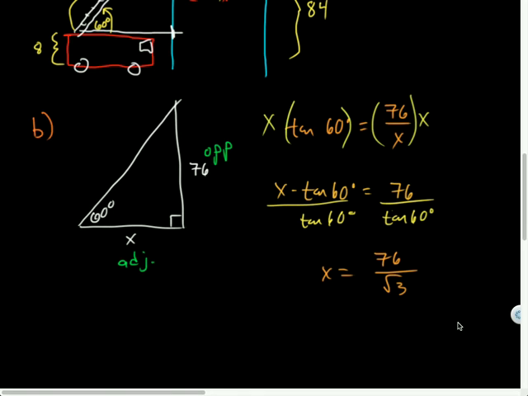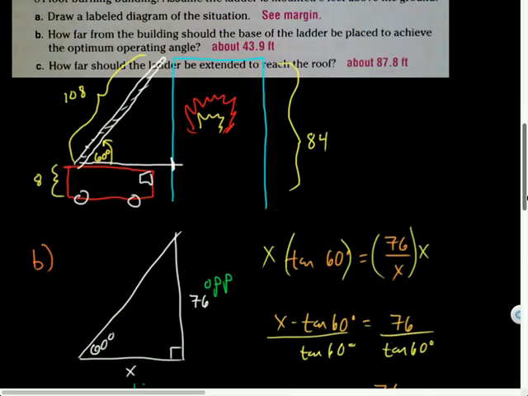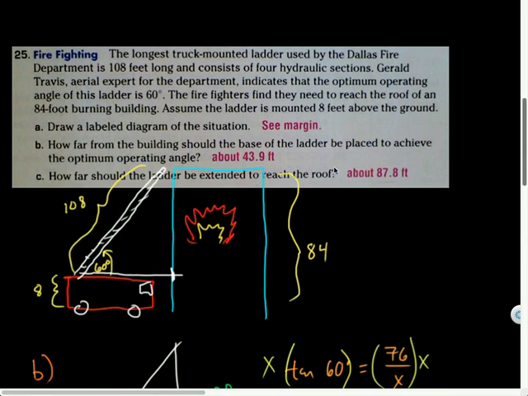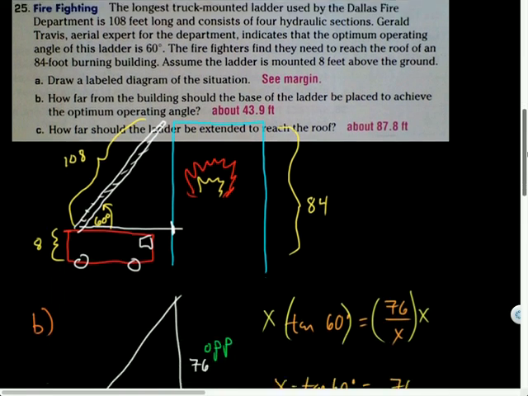I think they're probably going to be content with an approximation, which typically is what you're going to get with this, which isn't that bad. So 76 divided by the square root of 3, I got 43.88. Yeah, that's right. They rounded to the tenth.